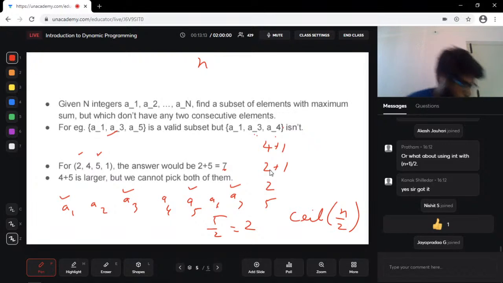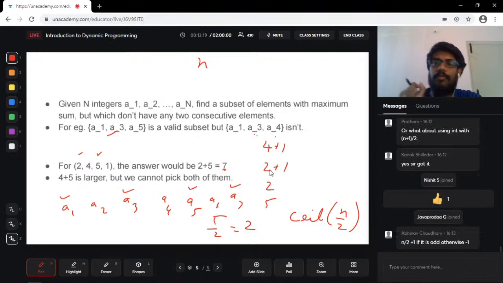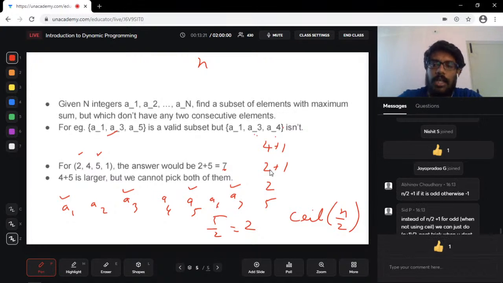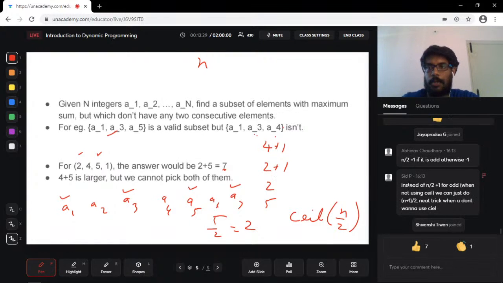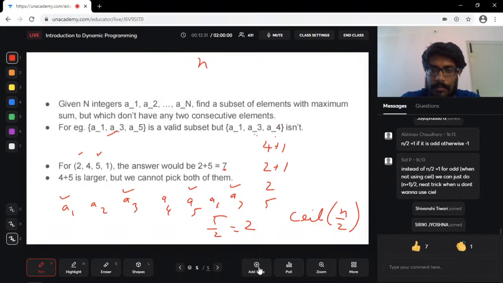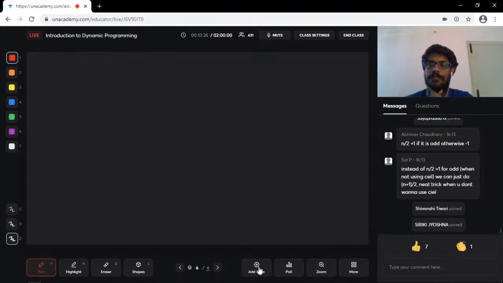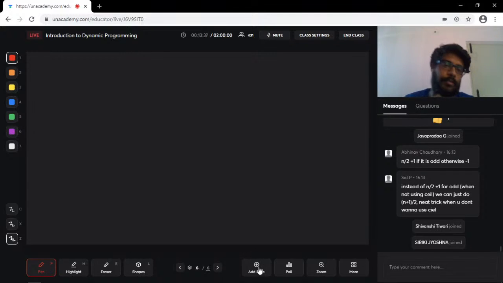So this has nothing to do with the actual problem, right? In the actual problem, we do not care about the number of elements we choose in the valid subset. We only care about the sum of the elements that we have chosen. So now think about that problem. That's the actual problem. Any ideas? Some of you already gave some ideas.